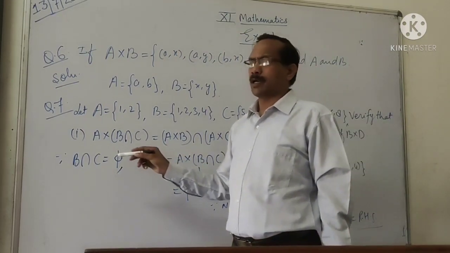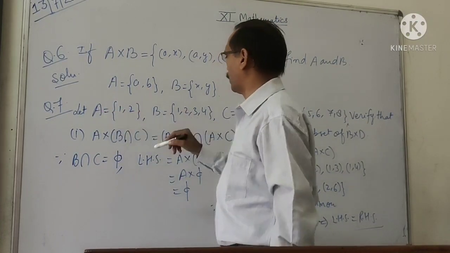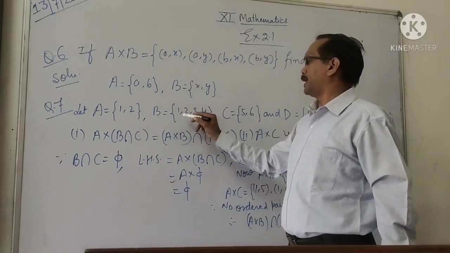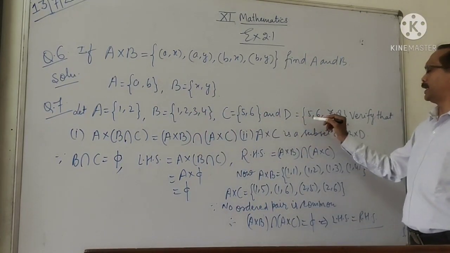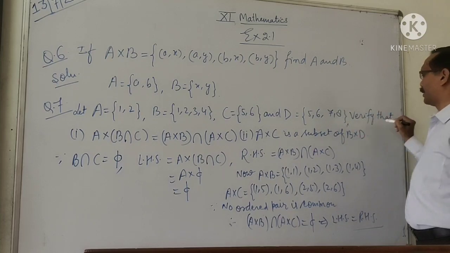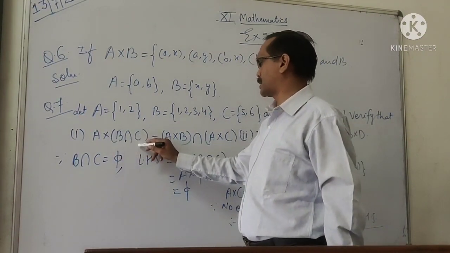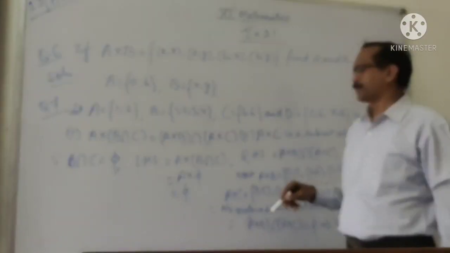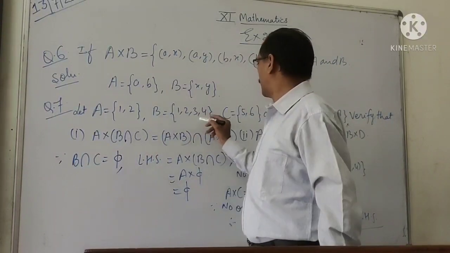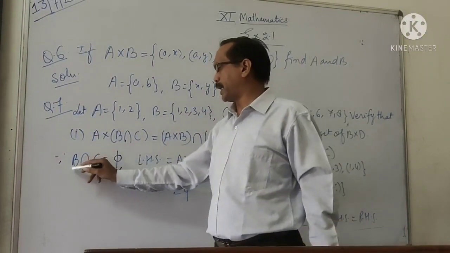Right. Now question number 7. Let A equal {1, 2}, B is {1, 2, 3, 4}, C is {5, 6}, D is {5, 6, 7, 8}. Verify that A cross (B intersection C) equals (A cross B) intersection (A cross C). See, there is no element common in B and C, so B intersection C is empty.